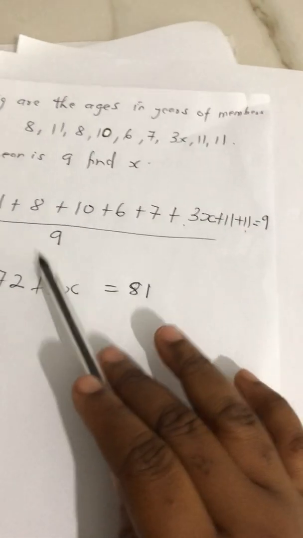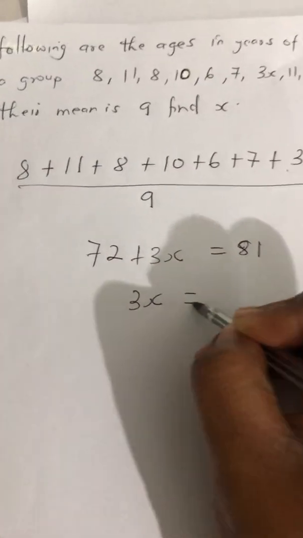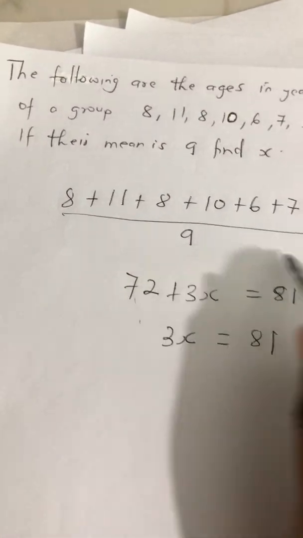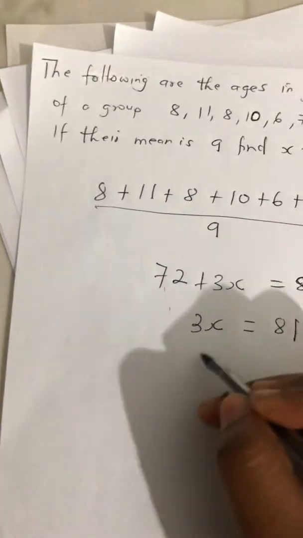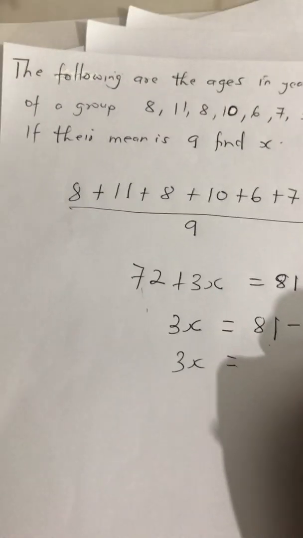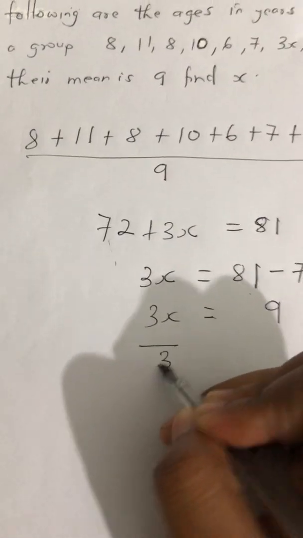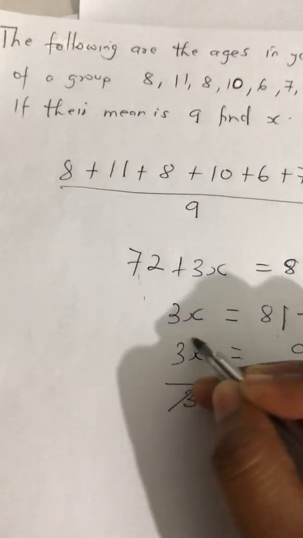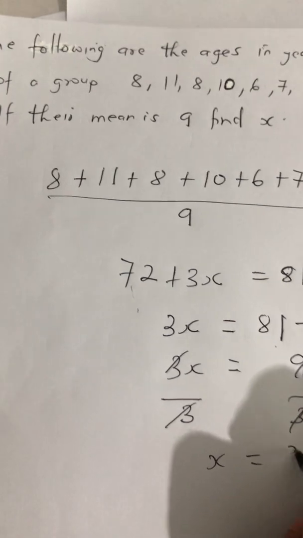So you know I multiplied my 9 times my 9. So I have 3x is equal to what? 81. It has to cross this one and join the 81 minus 72. So we have 3x is equal to 81 minus 72 will give us a 9. So we divide 3 by 3, divide 3 by 3, here. So x is equal to 3.